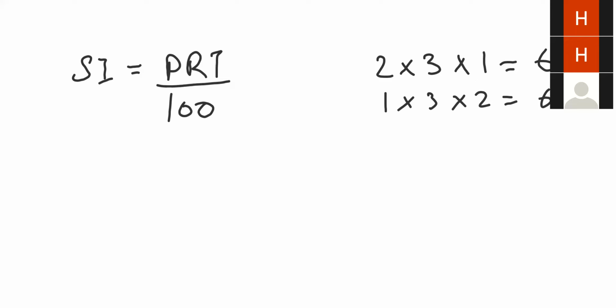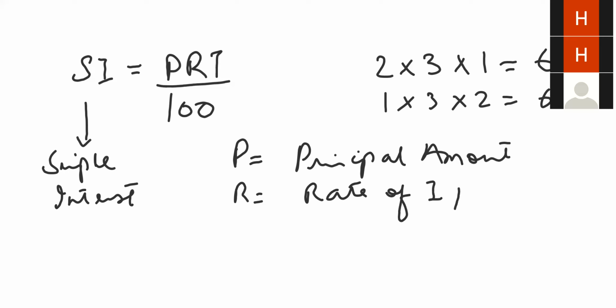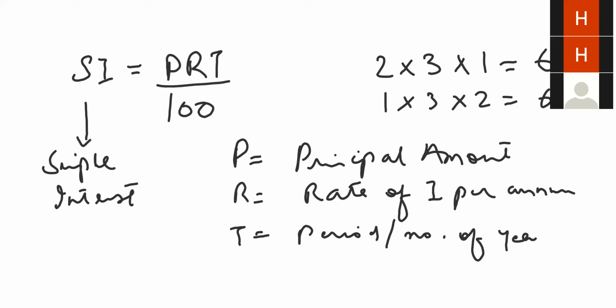Now in this formula, SI represents your simple interest. We already know that. Your P stands for your principal amount, which is the first amount that you deposited in the bank. Your R stands for the rate of interest per annum. Per annum represents your yearly rate of interest. And your T represents your period, or the number of years that you're finding the interest about.